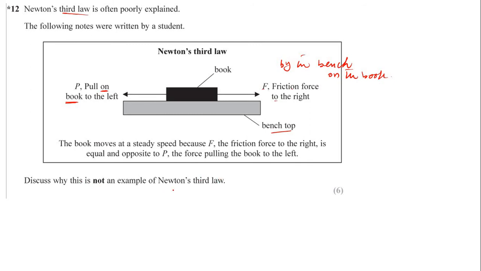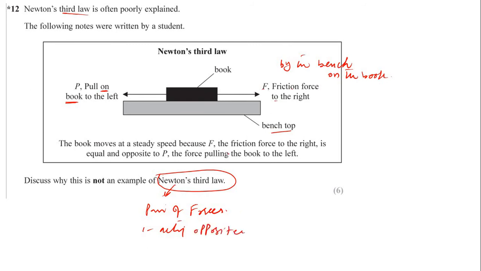Indeed, we cannot use this example to explain Newton's third law, because for explaining Newton's third law, there are certain conditions for a Newton's third law pair of forces. Pair of forces. So number one is, you must understand that forces should be acting in opposite direction. So forces should be acting in opposite direction.